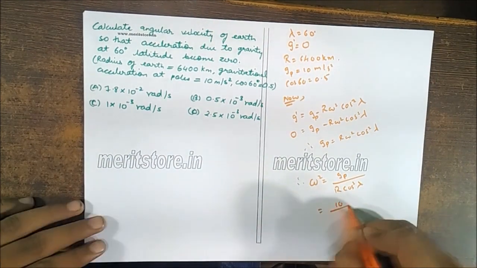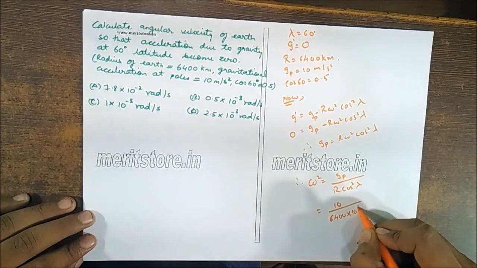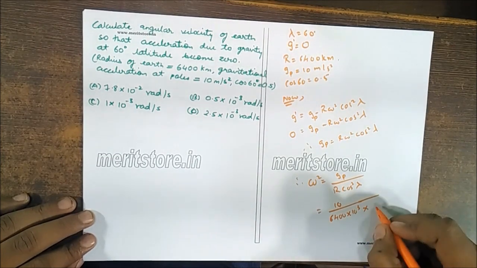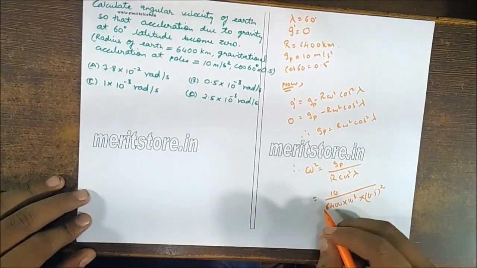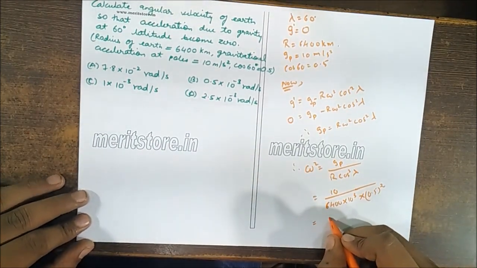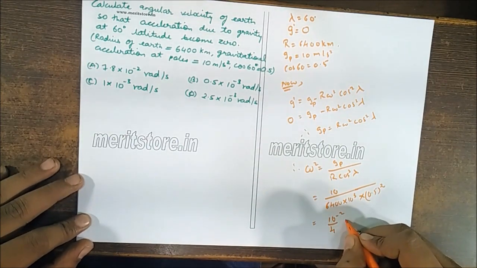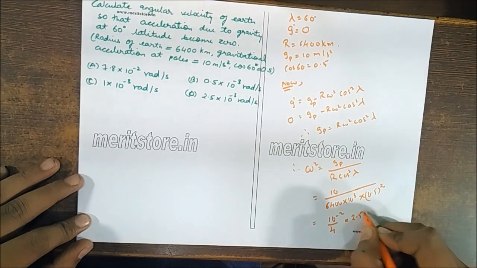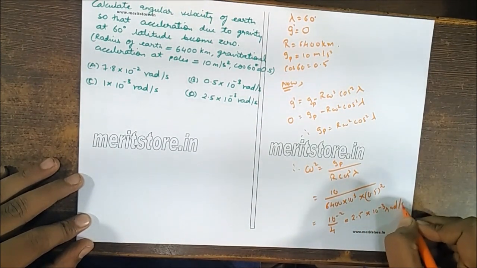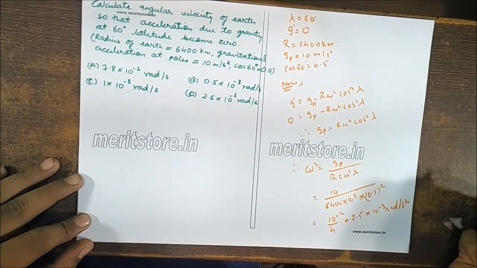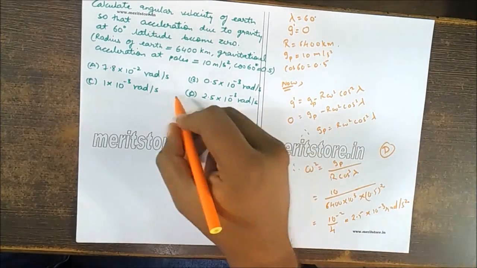So 10 upon 6400 into 10 raised to 3 into 0.5 the whole square. So this will give me 10 raised to minus 2 by 4. Now that is equal to 2.5 into 10 raised to minus 3 radians per second square. That is option D.